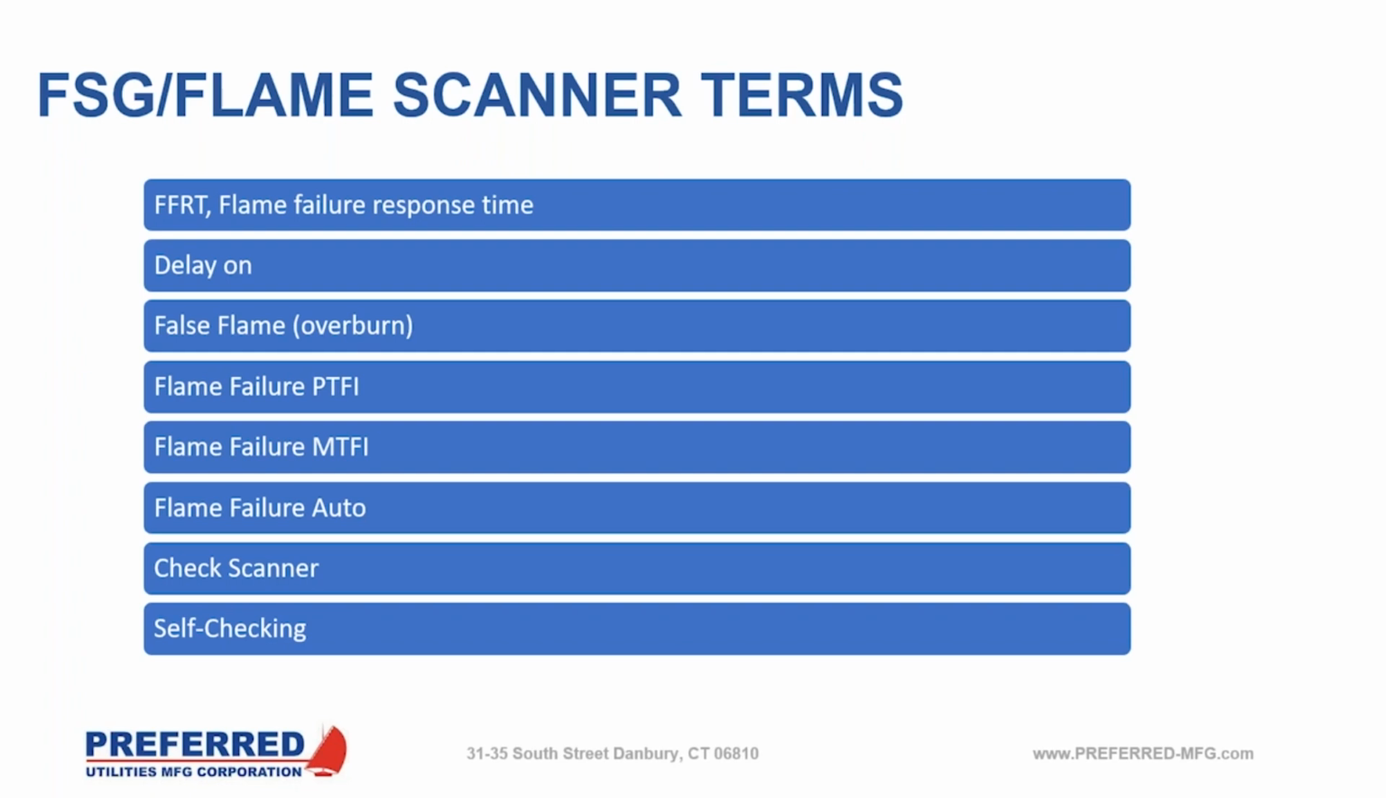Also, flame failure during auto. Flame failure during auto means that we've actually got through PTFI. We've got the pilot lit. We've gone through main trial for ignition. Main fuel valves have come up. We've gone through that period, and we've released to auto, in other words, to modulation. And at some point in time during modulation, and this could be quickly or it could be after it's been running for a while, we could have a flame failure during modulation.